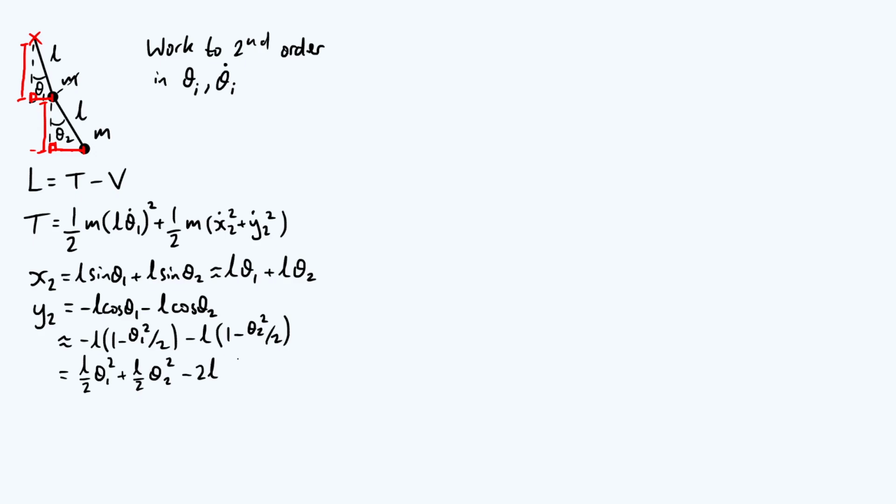Now, remember, we're trying to get the kinetic energy, so we want to take a time derivative of x2 and of y2. So let's do that. Now, x2 is pretty straightforward, because our x2 expression was there. If we differentiate that with respect to time, you just have to put a dot on each of the angles, right? So nothing particularly interesting happens there. That's just L θ1 dot plus L θ2 dot.